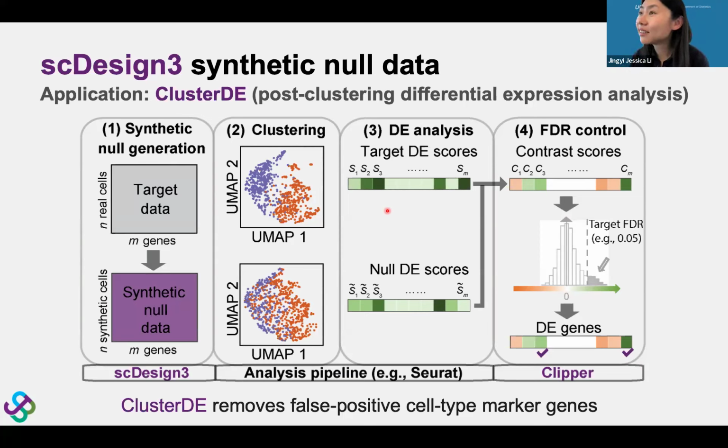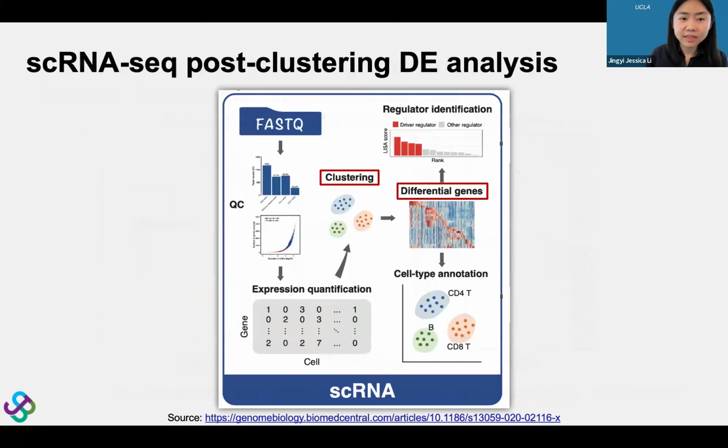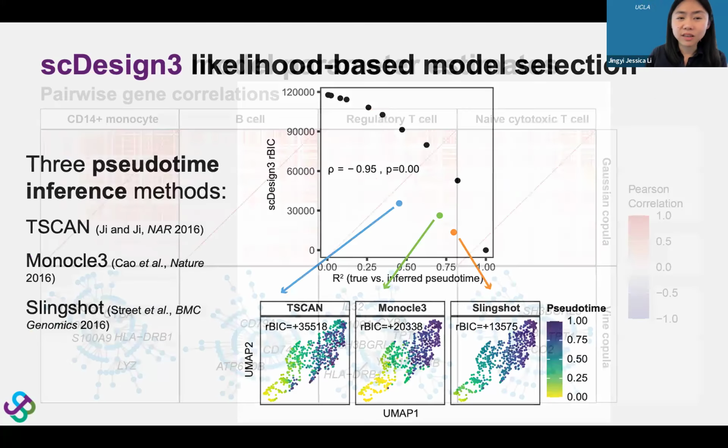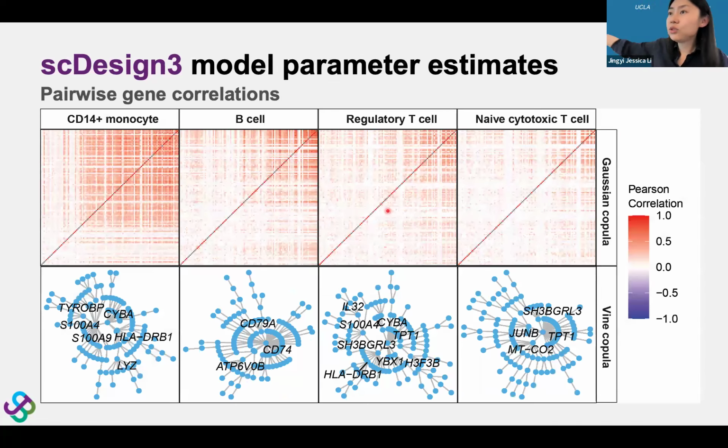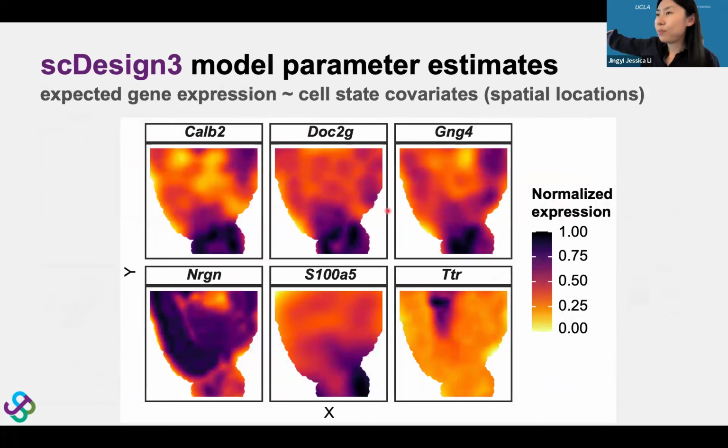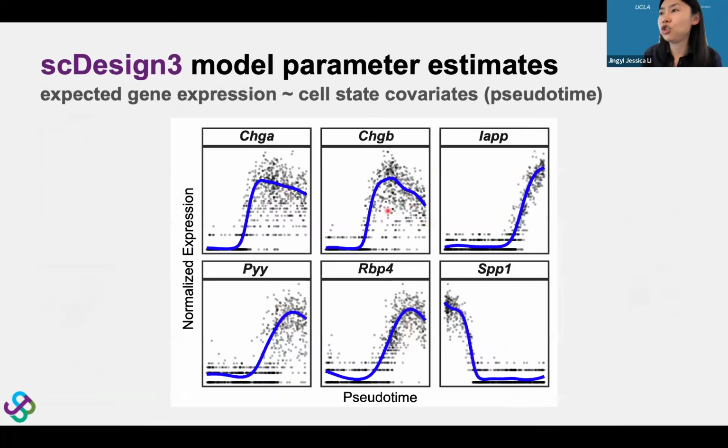Have you interpreted the coefficients in the model? Oh yeah, actually, I think this is what I aim to say. I'm trying to interpret the point estimates without the uncertainty quantification here. This is like the correlation. This is like the fitted spatial mean function for each gene. This is the fitted mean function for each gene along the trajectory.